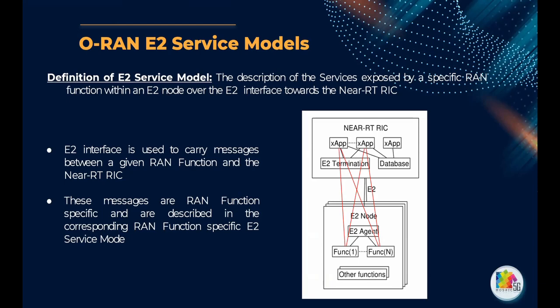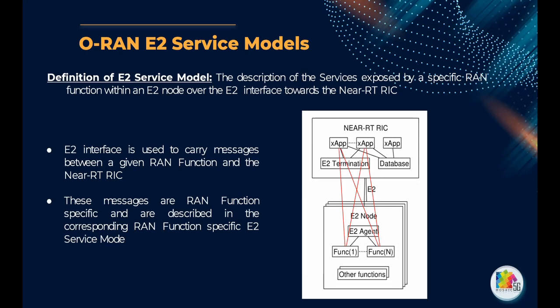So a service model is a description of the service exposed by a specific RAN function. As long as you implement a RAN function that does something, you can expose the functionality of that RAN function through the service model. You can encapsulate that functionality by means of a data structure, to put it very simply. And that service model is encapsulated into E2AP. So you have two encapsulations. One is the E2AP, the other one is E2SM. It's like E2AP has a container for E2SM.